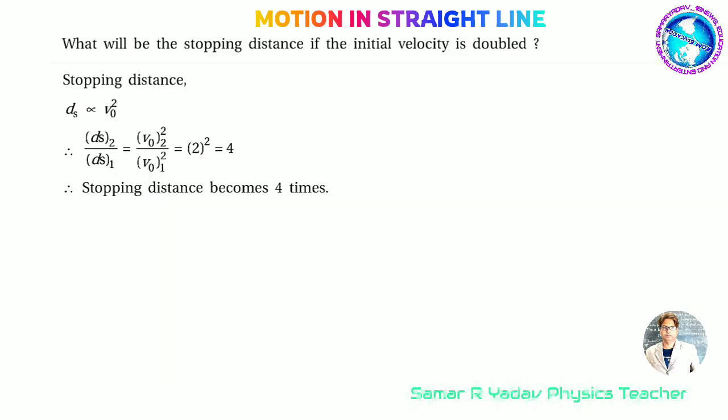What will be the stopping distance if the initial velocity is doubled? Stopping distance ds is proportional to v0 squared. Therefore, ds2 upon ds1 is equal to (v0 2) whole squared upon (v0 1) whole squared, is equal to 2 whole squared, is equal to 4. Stopping distance becomes 4 times.